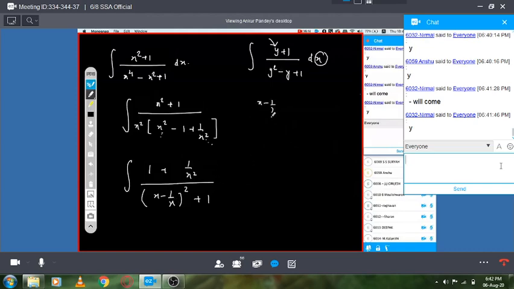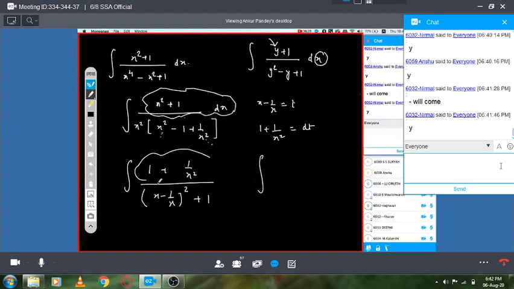Denominator x minus 1 by x when substituted as t, the derivative will be 1 plus 1 by x square dx equal to dt. So, integration, whole numerator gone. We get 1 by t square plus 1, which is tan inverse t. What is t? x minus 1 by x. Got it?